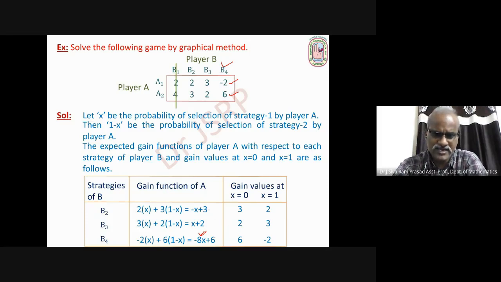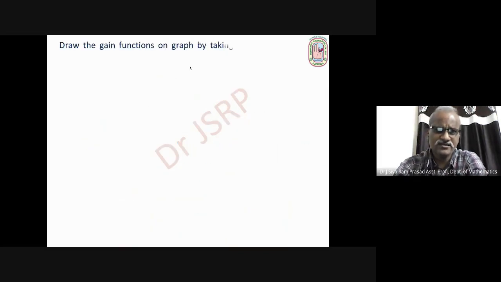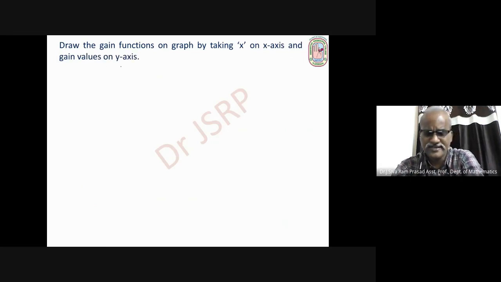Okay. Now we draw these three functions on a graph using these gain values. Draw the gain functions on the graph by taking x on the x-axis and gain values on the y-axis. Okay. So draw the y-axis. This is the y-axis. This is the x-axis. Use a scale and pencil to get accuracy. Since we have taken x on the x-axis, x is the probability of selection.